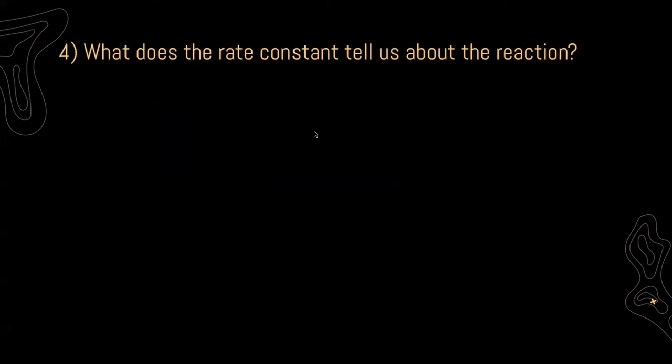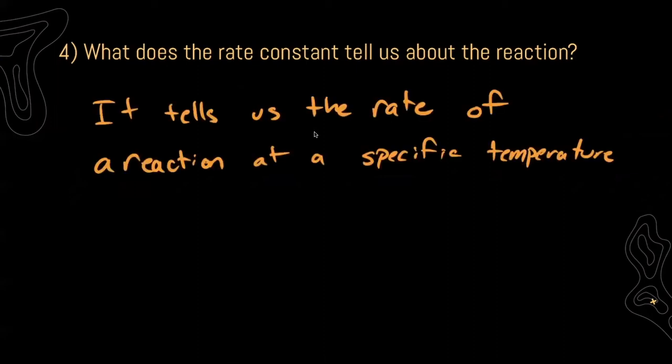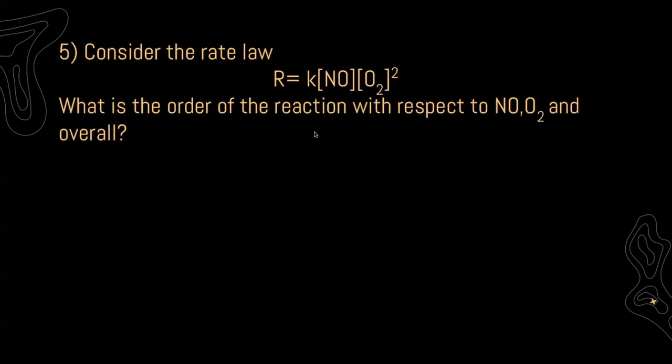4 asks, what does the rate constant tell us about our reaction? And that tells us our rate of our reaction, but at a specific temperature. Our rate constant is going to continuously change depending on our temperature. While our rate law is going to stay the same, our rate constant is going to change depending on our temperature.